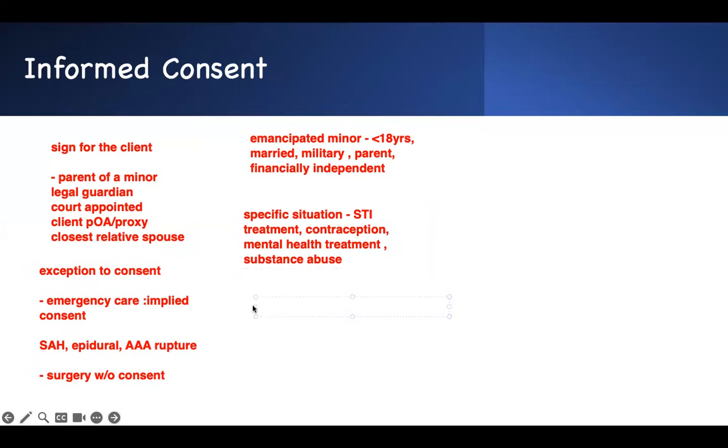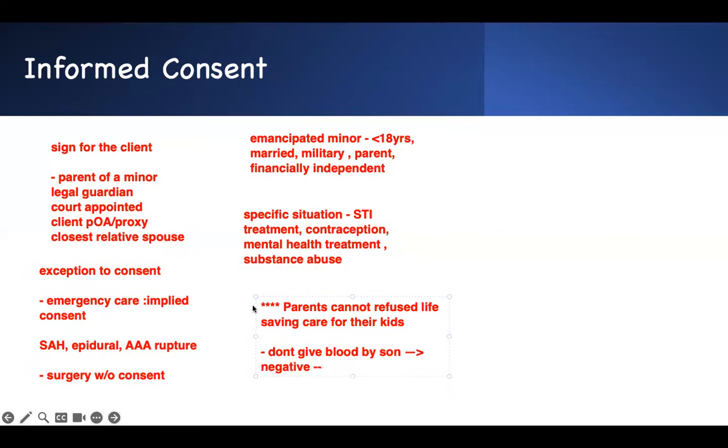Another key fact, I'll put a star there. Parents cannot refuse life-saving care for their kids. Jehovah's Witness parents say, don't give blood to my son who needs blood, and if he doesn't get blood, he's going to die. We will say no. Negative to that, daddy.